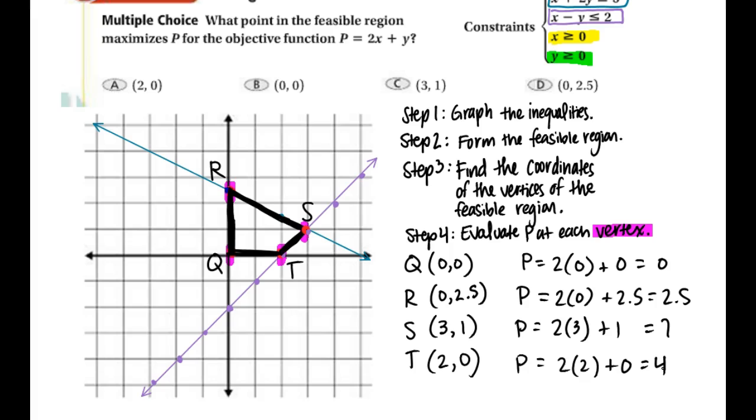So we wanted to figure out what point in the feasible region, which is this quadrilateral shape here, maximizes the function p. And we can see that the coordinate S, when we substitute that value in for the objective function, we find out that p equals 7, which is the maximum value for this function.